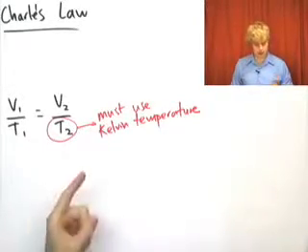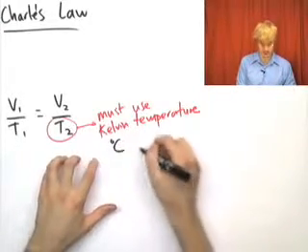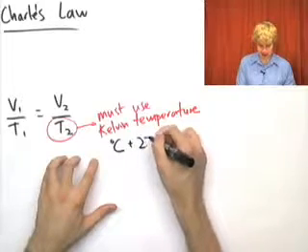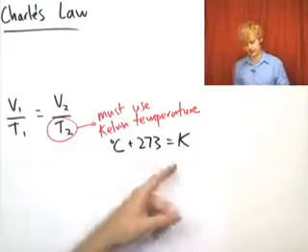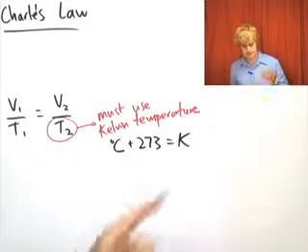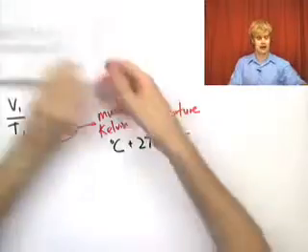Now, if you remember earlier, the Kelvin temperature is found by taking the degree Celsius temperature and adding 273 to it, and then we get our temperature in Kelvin. It's not degrees Kelvin, it's just Kelvin. Keeping that in mind, let's go ahead and take a look at this problem.